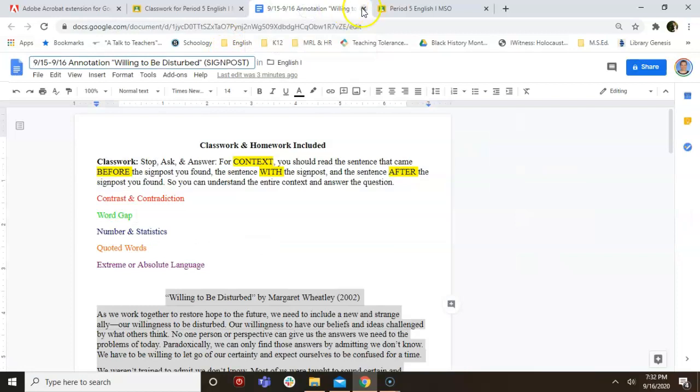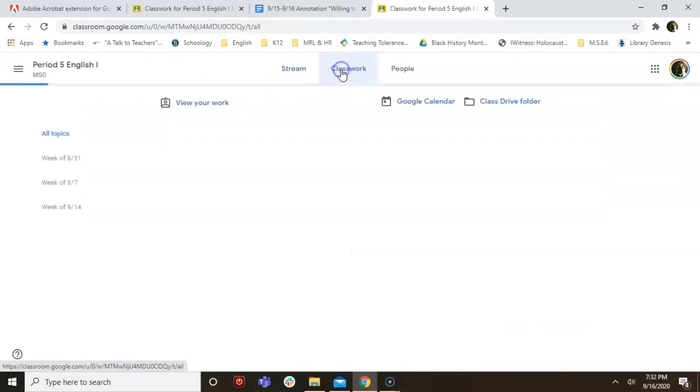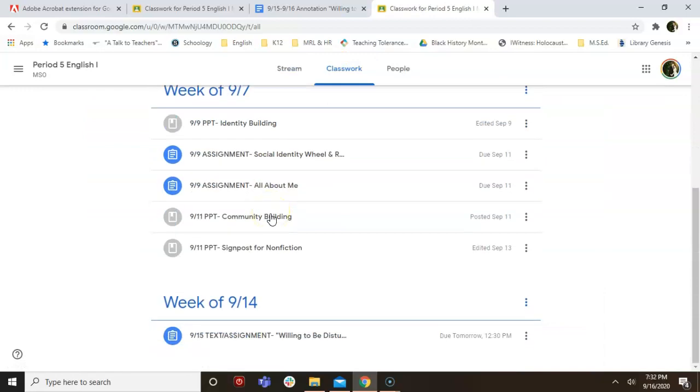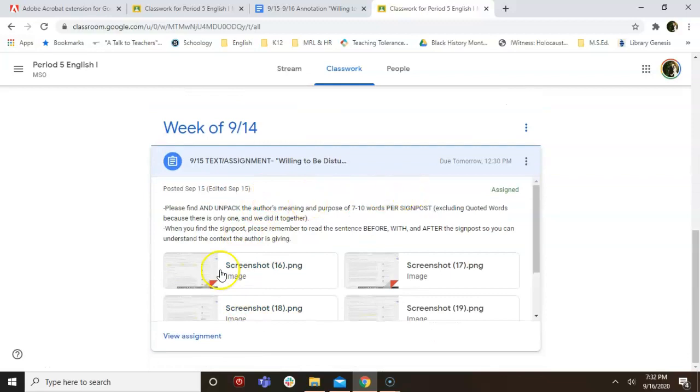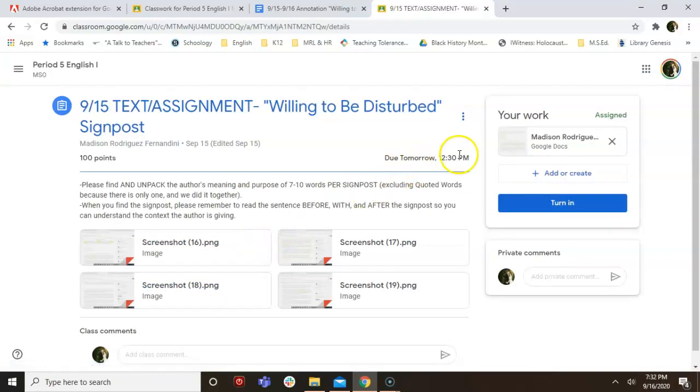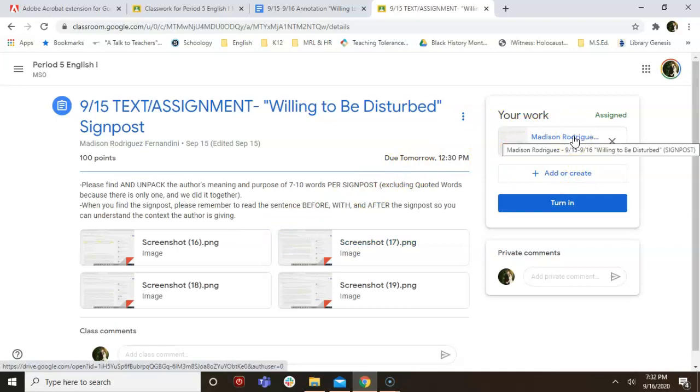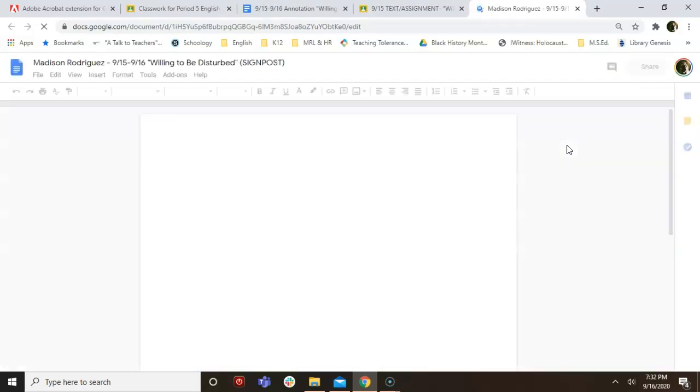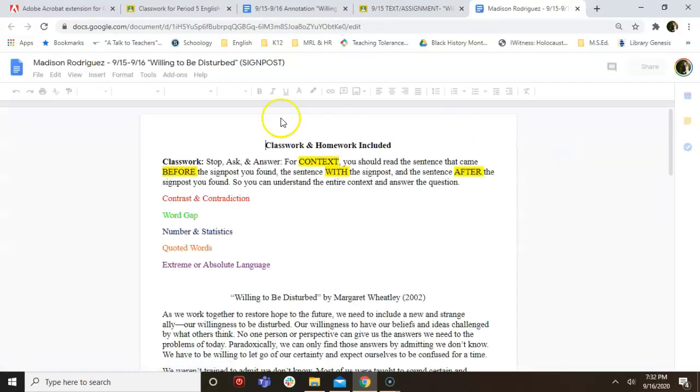So as a student, you would go over to classwork. Now that you understand that your annotation isn't going to mess anything up, you would go to the text and assignment for Willing to Be Disturbed, and then you want to view the assignment. You can see that there's already a Google document that has been created for me, and of course I have the annotations here of what we did together in class. I want to open up that Google Doc, and it is blank, like the template that I gave you.